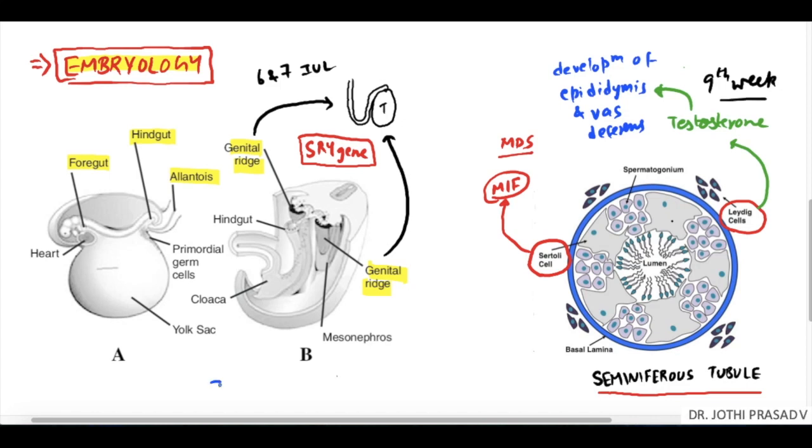intrauterine life. From 7th to 9th month, testis descends from inguinal canal to scrotum. With this basic embryology, let us look into the factors that are affecting the descent of testis.